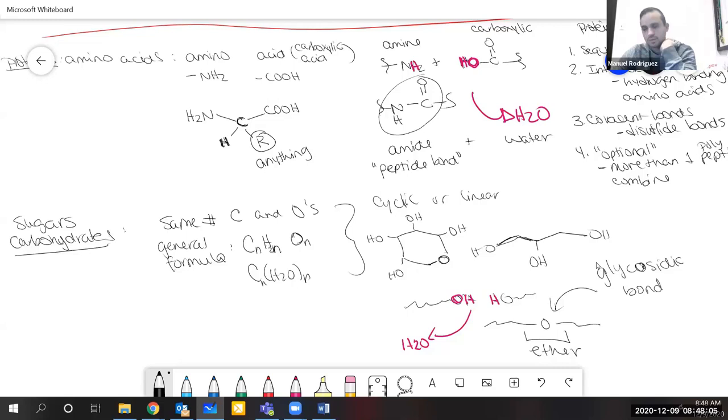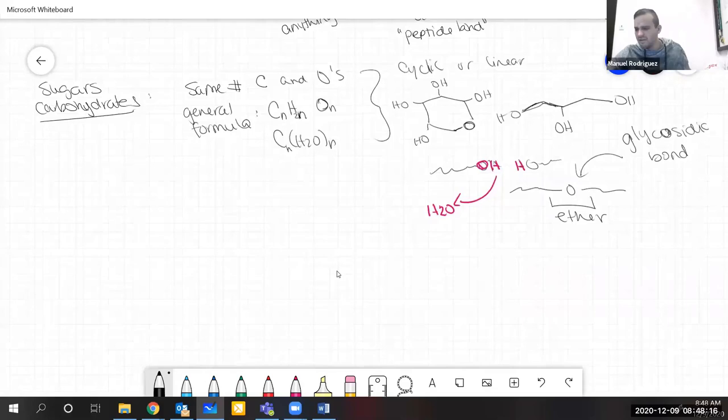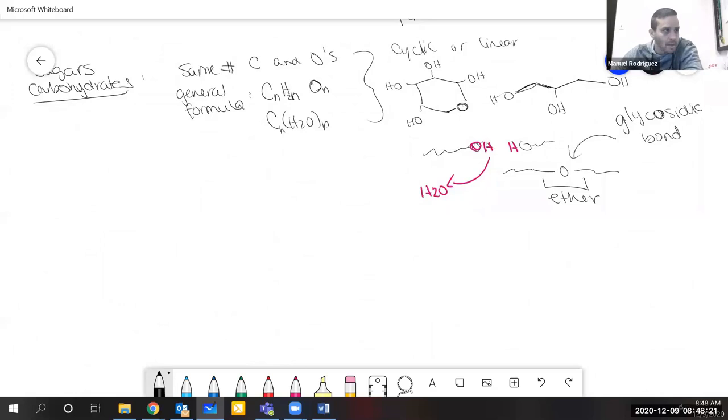It's just basically two alcohols combined together forming an ether and releasing water. And that's what you need to know about sugars. There's a few sugar molecules on the notes, so you can look at them and see how they look. Actually, I can pick one.